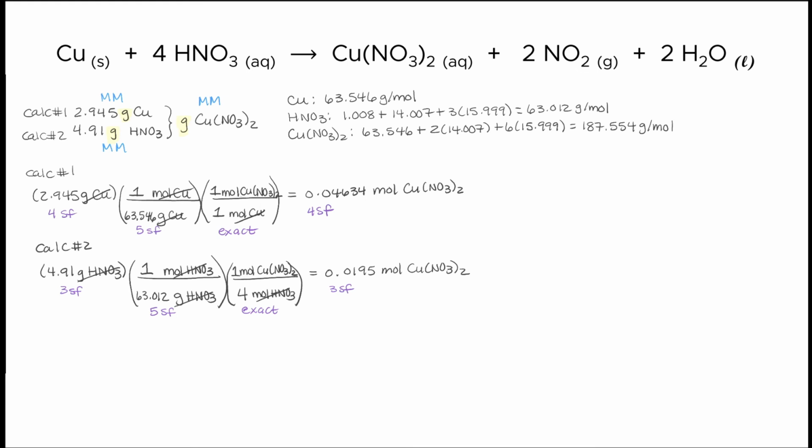Comparing the two values, the lower value will be our theoretical yield in moles, and it's this value, 0.0195. So we'll apply the molar mass conversion here to obtain this value in grams. So for the molar mass, we'll have moles of copper 2 nitrate in the denominator, so the units will cancel. Grams of copper 2 nitrate in the numerator. Molar mass is always the mass of 1 mole. And then for grams, we have 187.554.